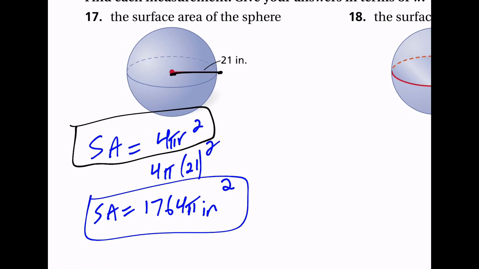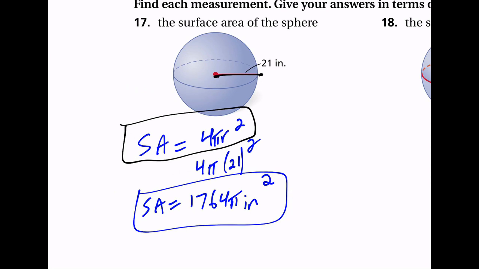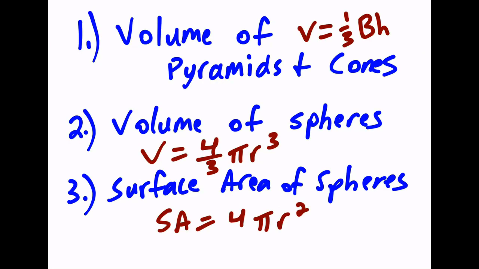17, switching back to surface area. This time they give us the radius, 21 inches. We can plug that in. If you square it and multiply by 4, 1,764 pi inches squared for the surface area. And here's a list of all the formulas from 10.7 and 10.8.